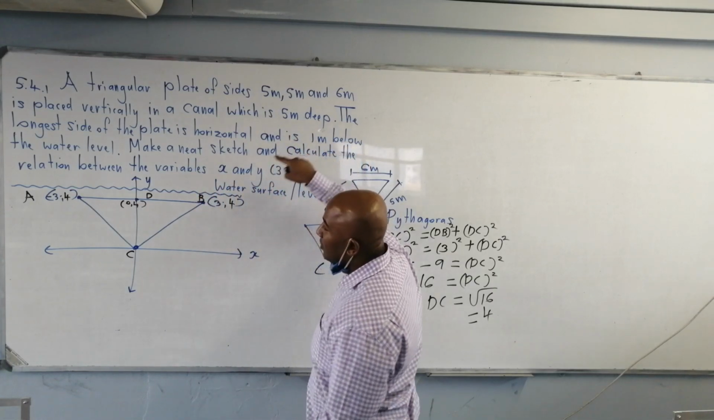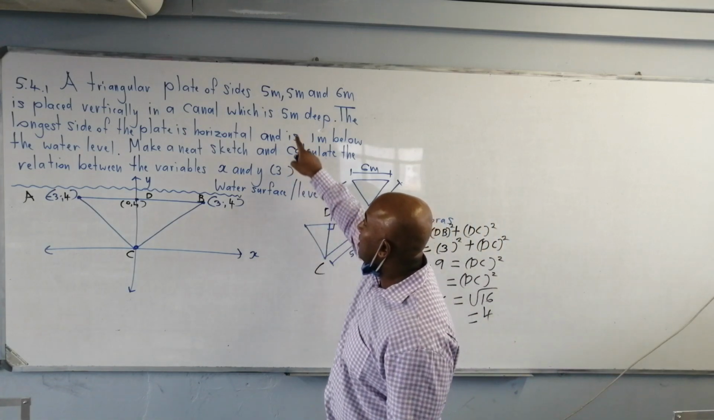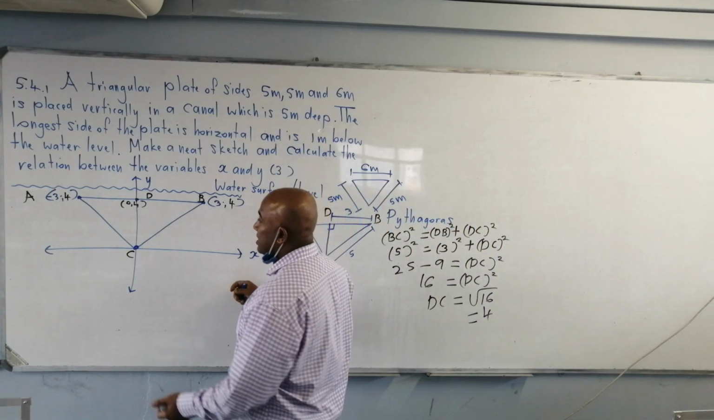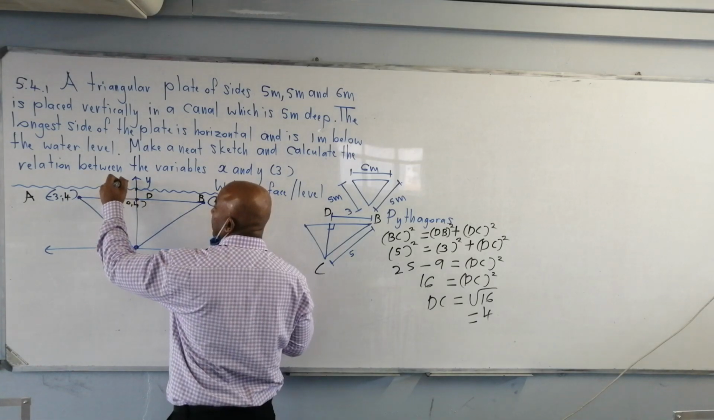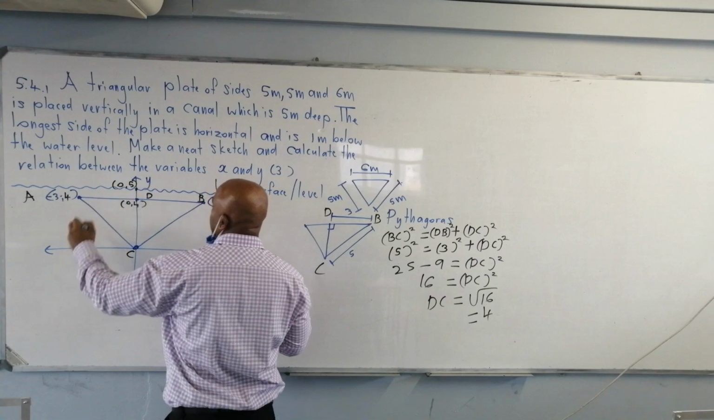1 meter below the water level. It makes sense now. Because how deep is the canal? It's 5 meters. That means from here to here is 5. So that is 0.5.